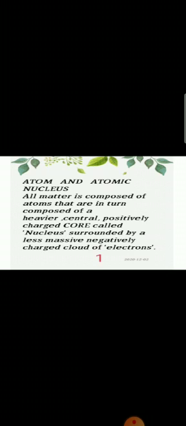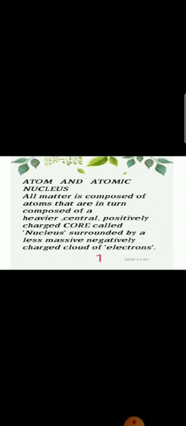Now we will start our first topic, that is atom and atomic nucleus. So we have to know how the atom is generated. Scientists considered that all matter should be divided into the smallest particle, and after some experiments they predicted that matter is divided into the smallest particle, known as the atom. But after further research, it was concluded that the atom is not an indivisible particle. It is further subdivided into different particles that are known as subatomic particles.